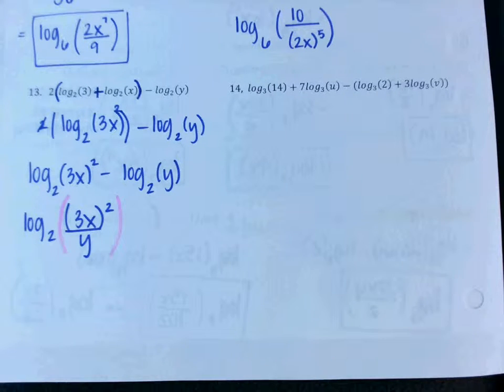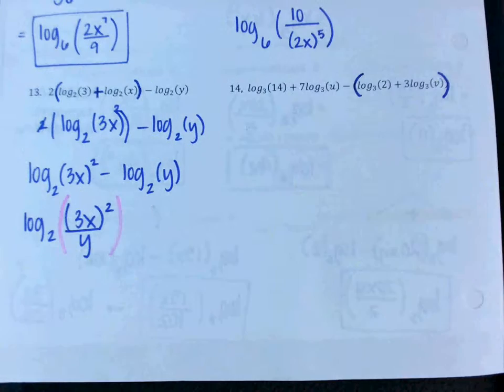Alright, number 14. Okay, give that one a shot. Find what you need to do first. This one is harder because not only do you have multiple logs, but you have parentheses too. So what do you guess we should do first? The parentheses. Okay, good.